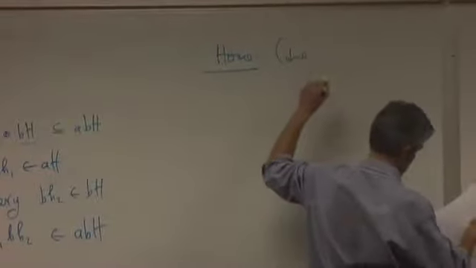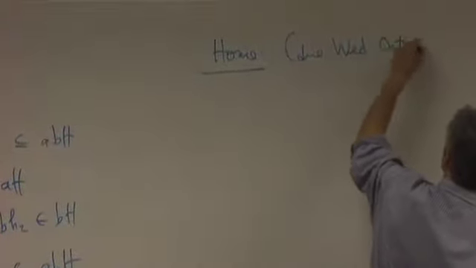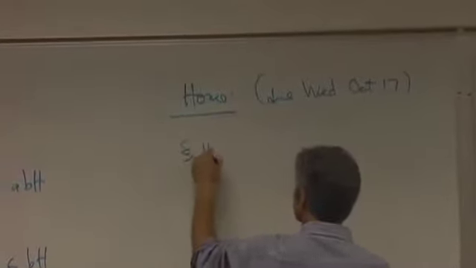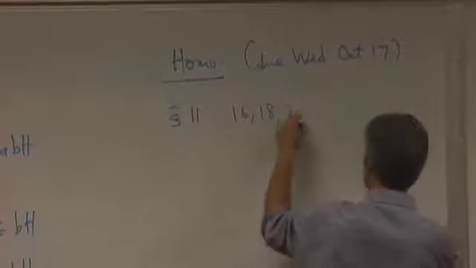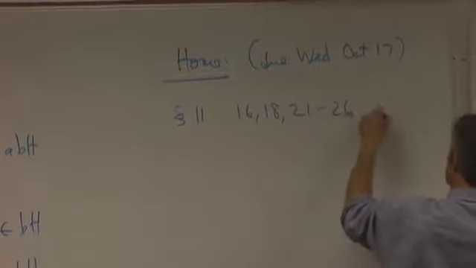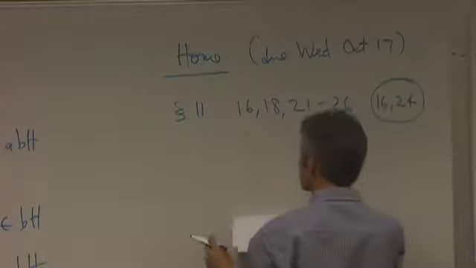So when is that? The 17th? Wednesday, October 17th. I want you to first do in section 11 problems 16, 18, and 21 through 26. I want you to turn in 16 and 24. Those are questions about isomorphisms between direct products of abelian groups.